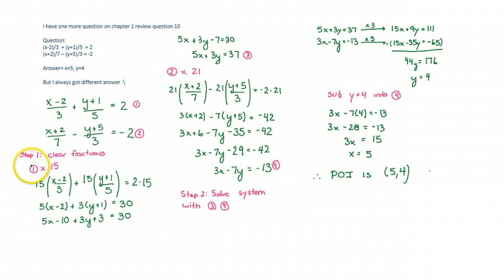So here the first step is I'm going to clear the fraction. I'll multiply each term by 15, and if I just select a different color here, we see that 15 and 3 cancel, and that leaves us with 5. 15 and 5 cancel, and that leaves me with 3, and that leaves me with this equation here. And then I just expand and rearrange and simplify, and we get a new equation, 5x plus 3y equals 37.